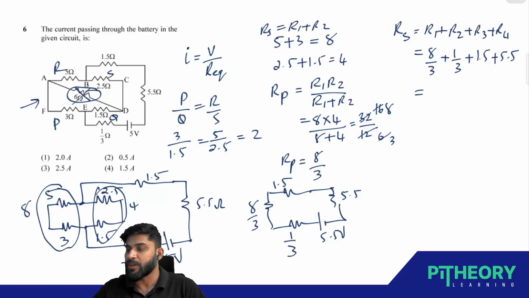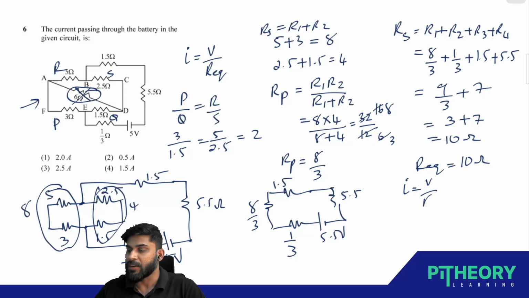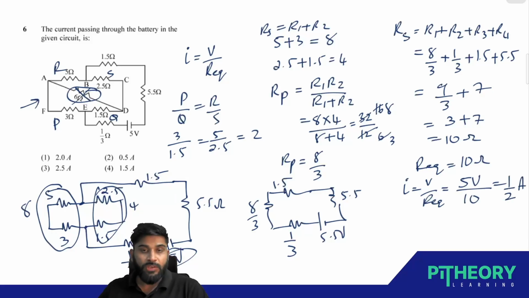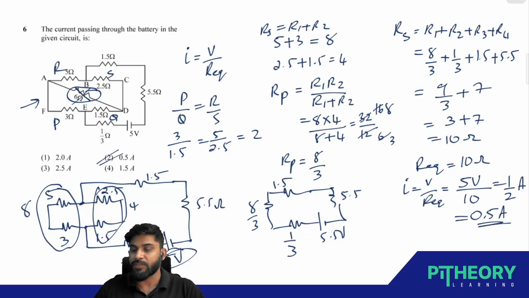8 plus 1, 9 by 3, plus 1.5 plus 5.5, 7 you're going to get, right? So you'll be getting 3 plus 7, which is 10 ohm. So the equivalent resistance of the circuit is 10 ohm. So current, how do you find? I is equal to V by R equivalent. What is V here? V is nothing but 5 volt. So 5 divided by 10, which is equal to 1 by 2 ampere, or 0.5 ampere, and that is the answer for this question.